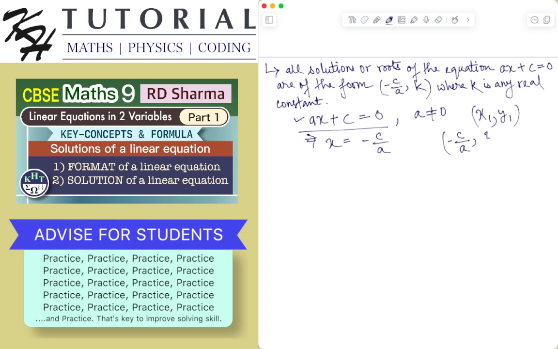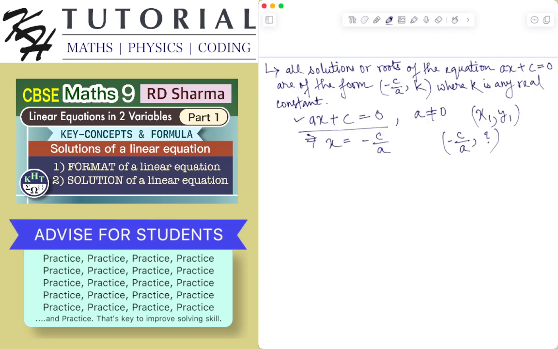Now what will be the value of y? I don't know what the value of y will be, because there is no y in the given equation. Ax plus c equals 0, there is no y. How will I find the value of y? If there was y, I would have substituted the one value of x in the given equation, and from there I would have got a linear equation in y. But there is no y in this given linear equation, so how will I find the value of y? How will I find y1?